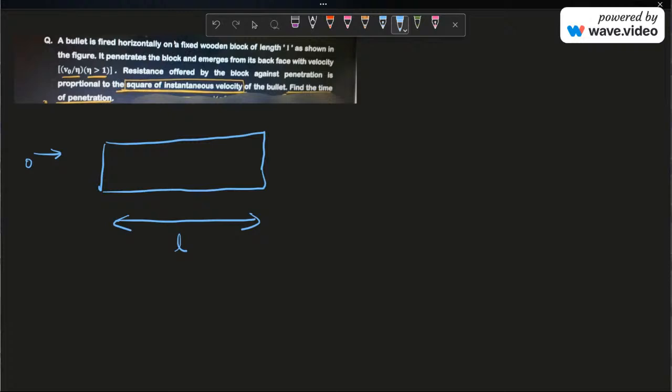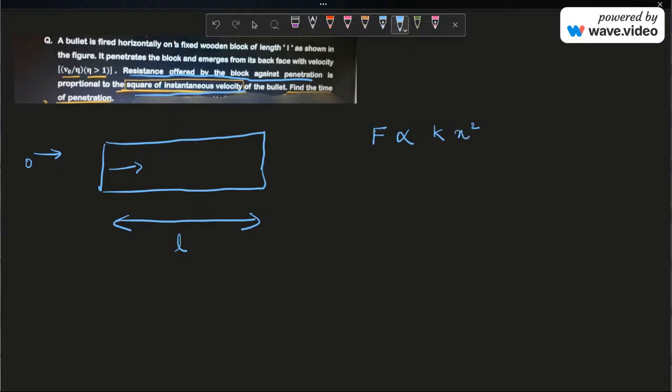If it penetrates the block and emerges from the back face with velocity v naught by eta, where eta is greater than 1, the resistance offered by the block against the penetration is proportional to the square of instantaneous velocity. This line is very important. What it means is that the backward force, the reaction force when the bullet is entering, is directly proportional to the square of instantaneous velocity. So force F is directly proportional to k into x square.